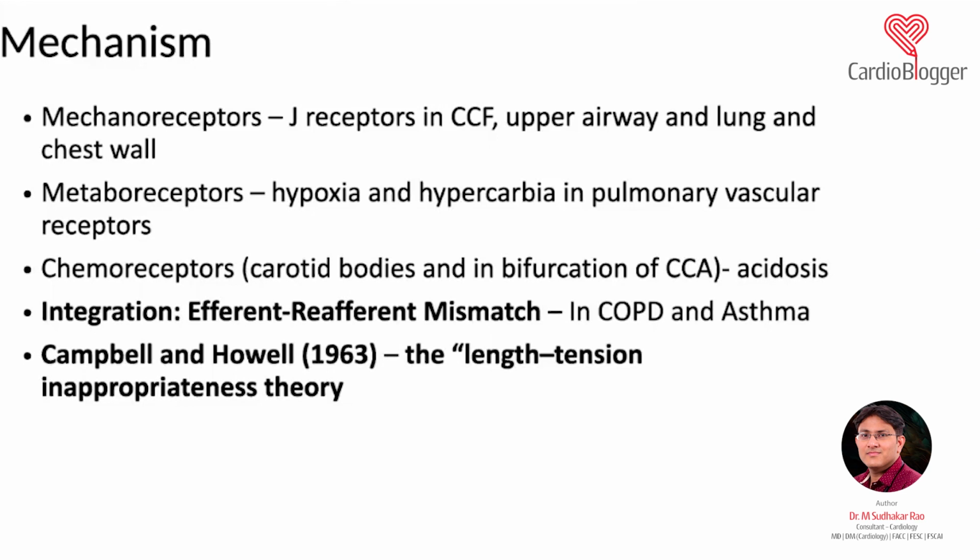There are some other postulates which are not very definite, something known as the afferent, reafferent and efferent mismatch. This usually happens in COPD and asthma, but the exact mechanism is not known. And there is also something known as the length-tension theory by Campbell and Howell. But if you remember the first three mechanisms and connect them to various cardiac and pulmonary diseases, it will be great, because those are the main three mechanisms, and that is what is given in your Harrison.